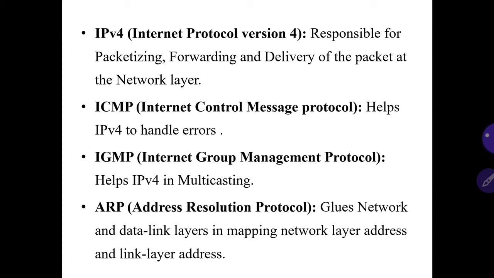ARP, the Address Resolution Protocol, helps to find the logical address. If you know the logical address, you can easily find the physical address of the system, and vice versa. As we know, the first time we connect to the internet, we don't know the IP address of the system. You can obtain the IP address of the system manually, or these protocols will help to get an IP address for a system that is connected for the first time.